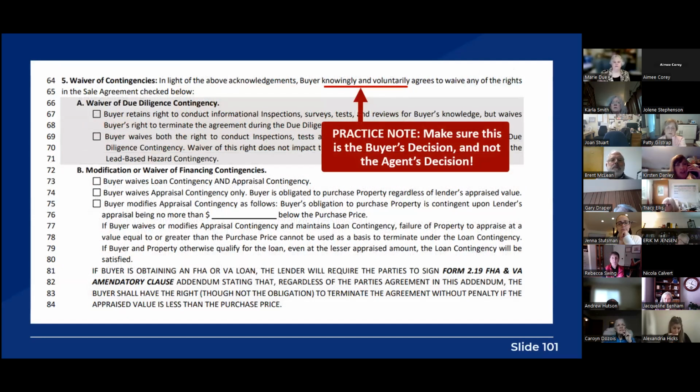The form states that the buyer knowingly and voluntarily agrees to waive any rights under the sale agreement. So make sure that this is the buyer's decision. Again, in this whole paperwork, we want to make sure that it is the seller making the decision and the buyer making the decision. It is not the agents making the decision on their behalf.